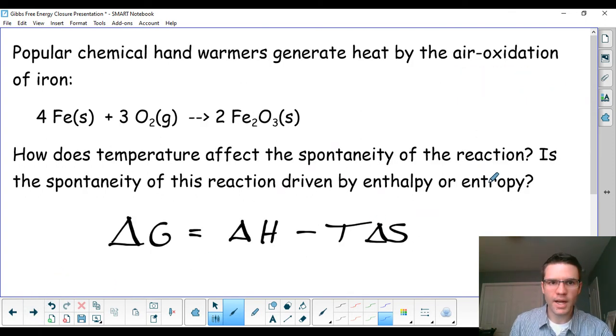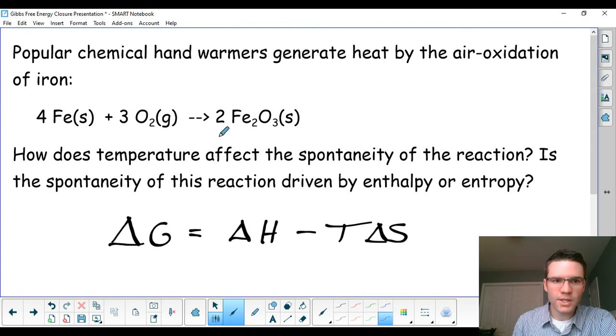If we look at this chemical reaction, let's just evaluate this qualitatively. You'll have problems that are like this on your test for this unit. There's no numbers given in this problem. So this is rust, iron rusting, and we just looked at that a second ago. But if you were given this problem with no numbers and you had to predict how temperature affects the spontaneity of the reaction, or even whether the temperature affects spontaneity, is it driven by enthalpy or entropy? Let's talk about what that means here.